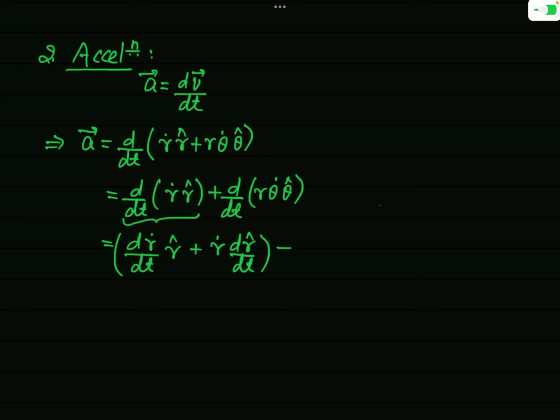Now, in the second term, you can see there is a product of three functions. So we will again apply the rule of differentiation of a product of two or more functions. So what will be the result? You can see this will be dr/dt times theta dot theta hat, plus now r d(theta dot)/dt theta hat, and lastly, you can write r theta dot d(theta hat)/dt.